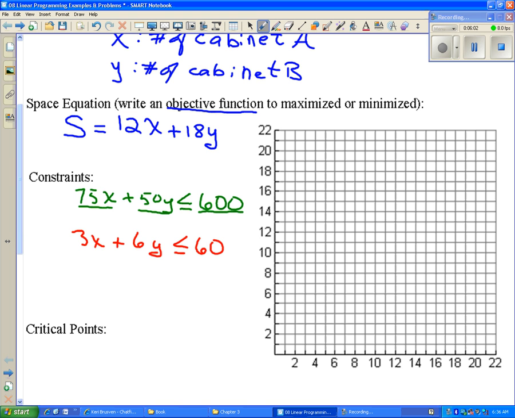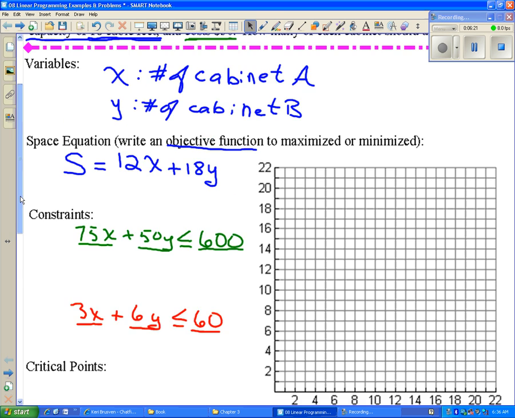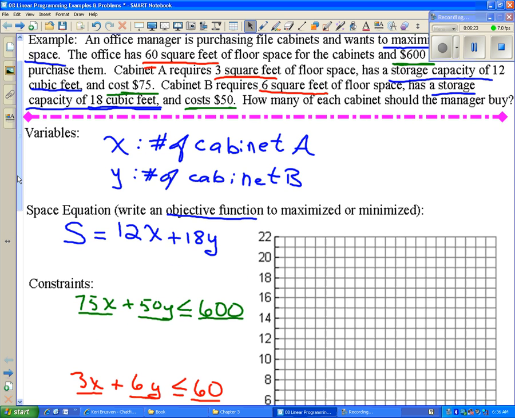I'm going to scoot that down just a little bit. So again, the constraint comes from the fact that I can't have more than 60 square feet. I know I need 3 feet for every cabinet A, 6 feet for every cabinet B, so there is my second constraint. If I look through this, I realize that's all the constraints I have. I don't have any other built-in constraints.